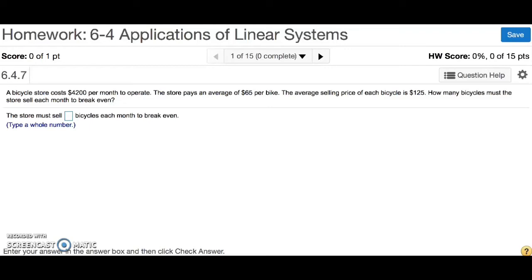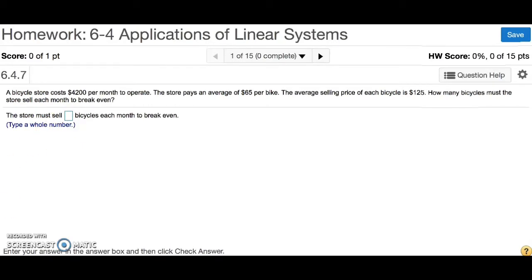Okay, 6.4, Applications of Linear Systems. Number 1 says a bicycle store costs $4,200 per month to operate. The store pays an average of $65 per bike. The average selling price of each bike is $125. How many bicycles must the store sell each month to break even?